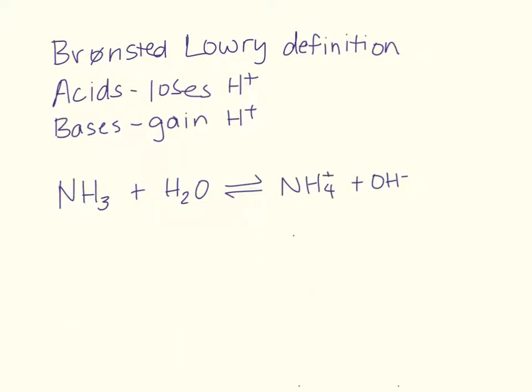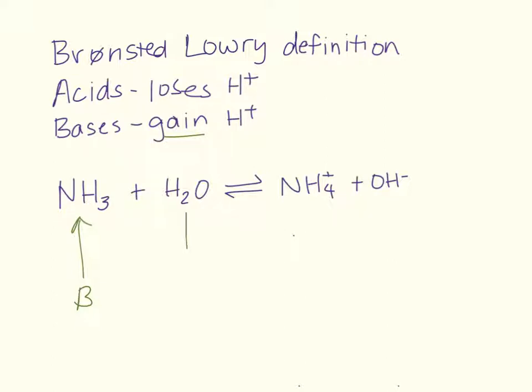Okay, so Bronsted Lowry definitions. Acids lose protons and bases gain protons. If I look at this reaction right here, this is an acid-base reaction. If we look at it on the reactant side, and then on the product side, it has gained a hydrogen. We have NH3 here, and then NH4 here, so it's gained a proton. That means that NH3 is a base because it gained.